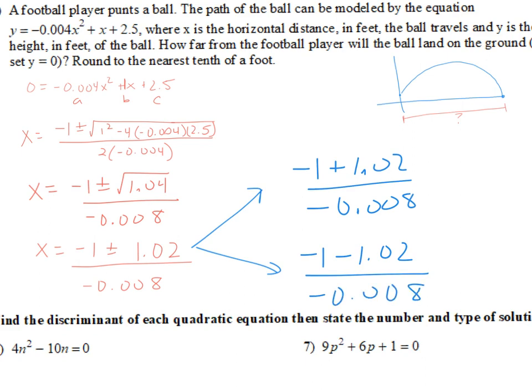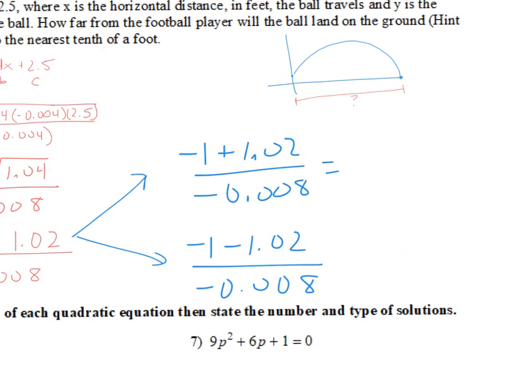Okay. So on the top there, ends up being 0.02 divided by negative 0.008. So I end up with a negative 2.5. Pretty good chance that's going to be a bad answer because we can't go negative distance. I mean, I guess you could kick it back behind your head, but that's not very good.